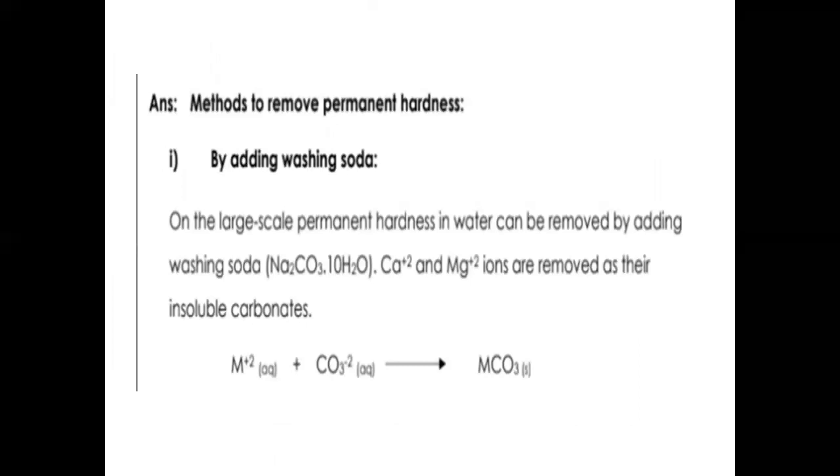Methods to remove permanent hardness. The first one is by adding washing soda. On a large scale, permanent hardness in water can be removed by adding washing soda, sodium carbonate with 10 water molecules. Calcium and magnesium ions are removed as their insoluble carbonates, because the carbonates are insoluble in water. So by filtration, we can remove these carbonates.